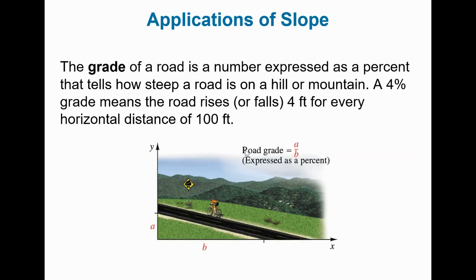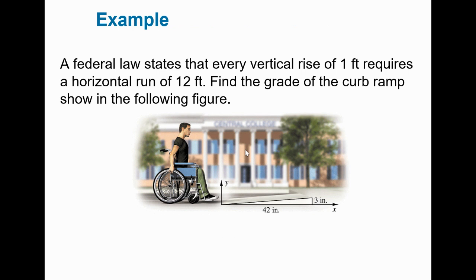The grade of a road is a number expressed as a percent. It tells us how steep the road or hill or mountain is. A 4% grade means that the road rises or falls 4 feet for every 100 feet. Federal law states that the vertical rise of 1 foot requires a horizontal run of 12 feet. Find the grade of the curb ramp shown in this figure.